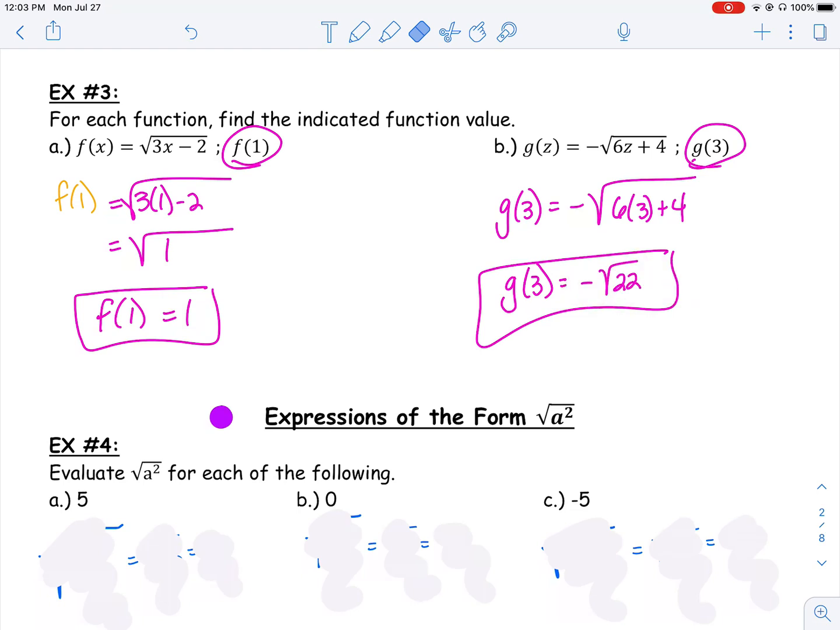I don't know if there's a square root of 22 though. I know there's a square root of 25, 5 times 5, but I don't think there's any whole number multiplied by itself that gives us 22. Now, we could punch this in our calculator and get a decimal, which would be fine if that's what it's asking us for. But right now, I don't know a whole number root of 22. So I'm just going to go ahead and leave it as negative square root of 22.